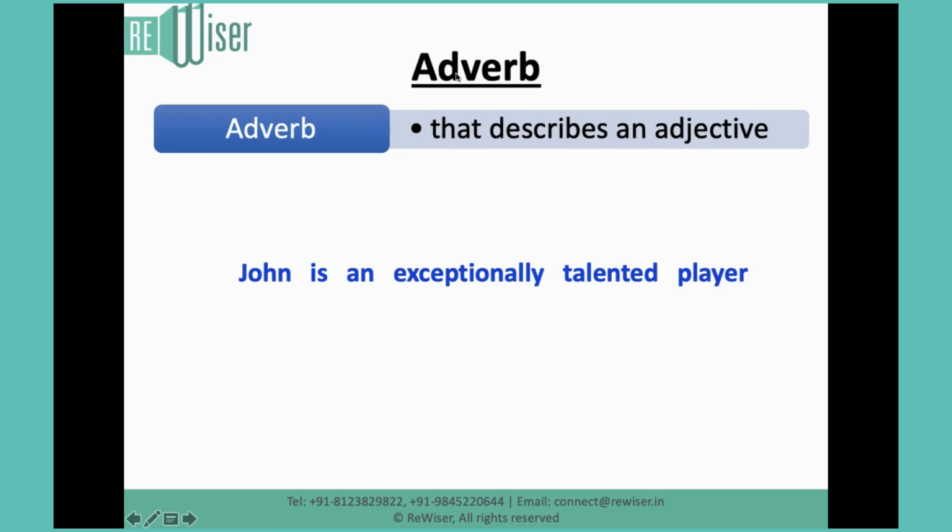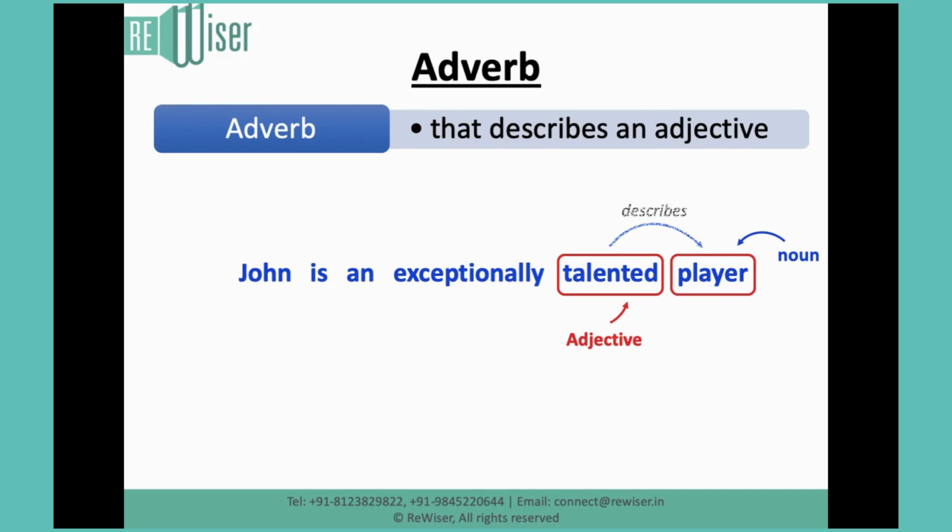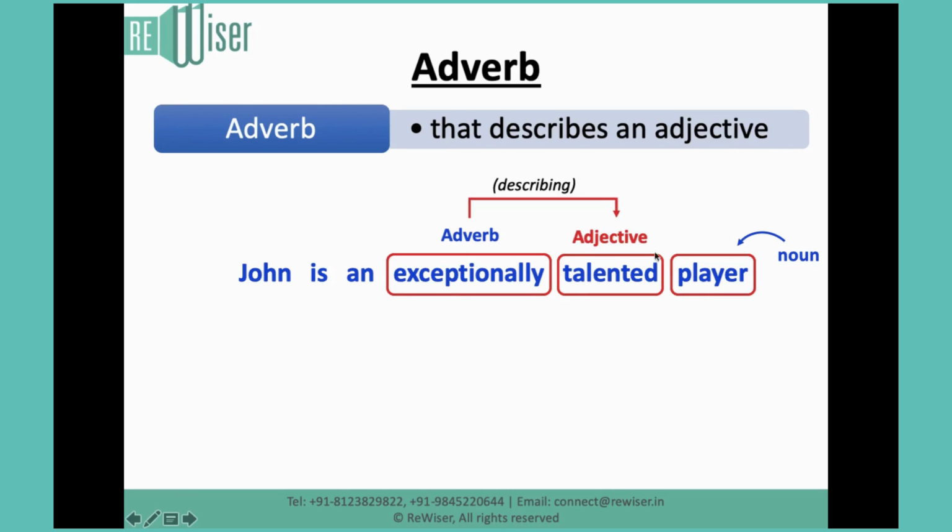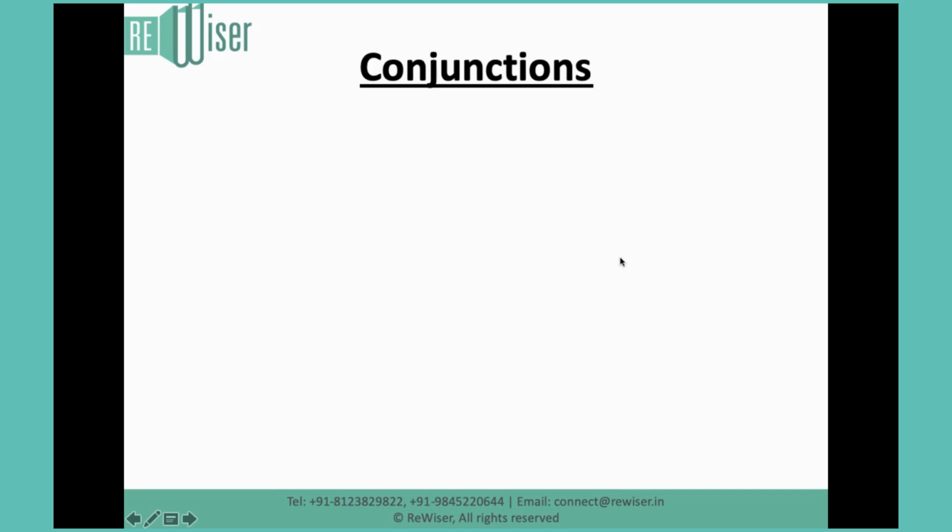Now, here you have an adverb that describes an adjective. John is an exceptionally talented player. Exceptionally is describing how talented he is. So you have the noun player being described by the adjective talented, and then you have exceptionally describing the adjective talented. And so exceptionally acts as an adverb over there. See the sequencing. You have talented describing the noun, and the adverb exceptionally describing the adjective talented.